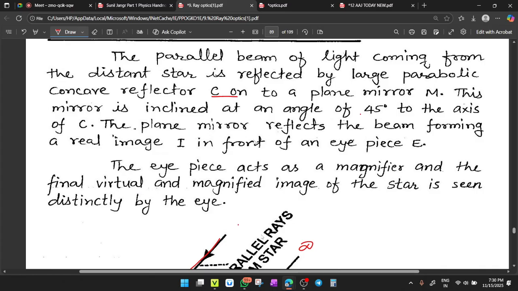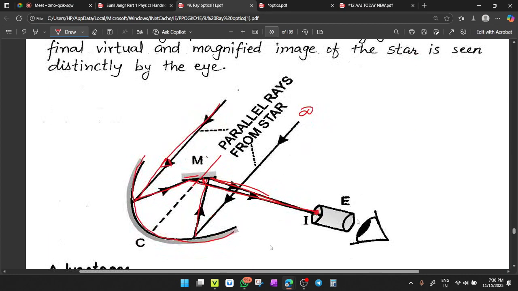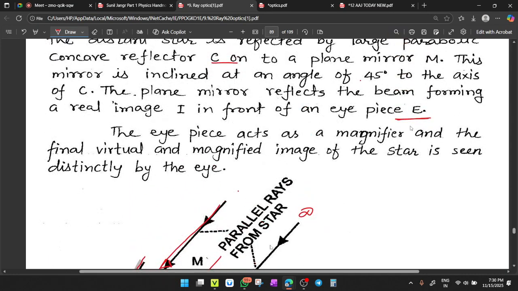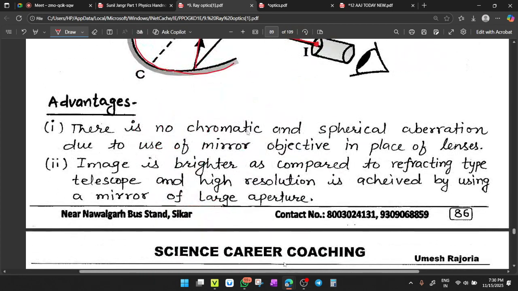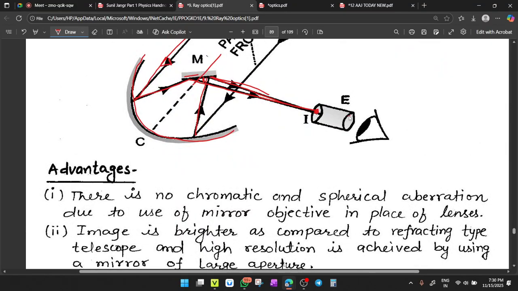Plane mirror reflects the beam, forming a real image I in front of an eyepiece. The eyepiece is a simple magnifier lens that is used to magnify the final image. The eyepiece acts as a magnifier and forms the final virtual and magnified image of the star, which is seen distinctly by the eye. So this is used to magnify. Simply, it is a magnifying glass, used to magnify the image of object I.